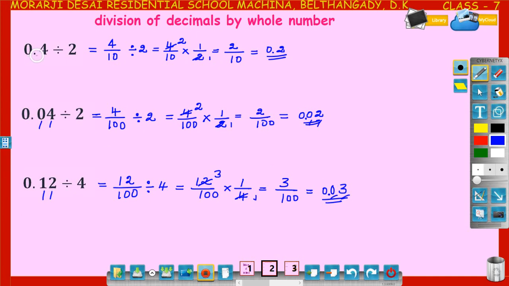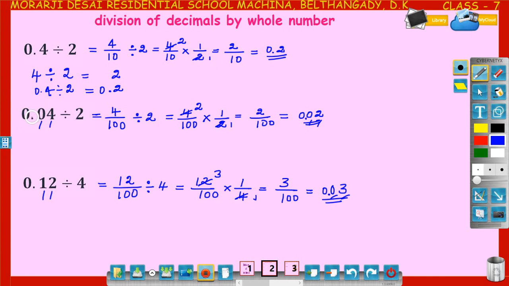So while dividing 0.4 by 2, how can we divide easily? See here, 0.4 convert into a whole number, that is 4 by 2. 4 by 2 is 2 because 2 twos are 4. Now put the decimal point. 0.4 by 2. Here in the dividend, 0.4 is the dividend. Here we have one digit after the decimal point. So in the answer also, it should have one digit after the decimal point. That is 0.2.